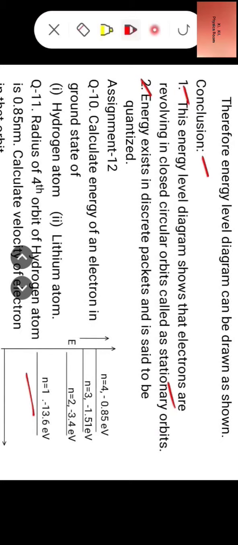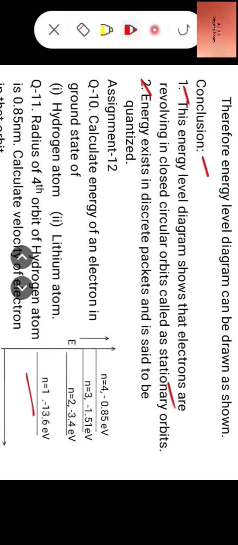Electrons are stationed in fixed orbits. Because they have fixed energy, they are stationed in fixed orbits, which we call stationary orbits, because the electron is stationed in that orbit. So these are the conclusions that we have drawn from this energy level diagram.